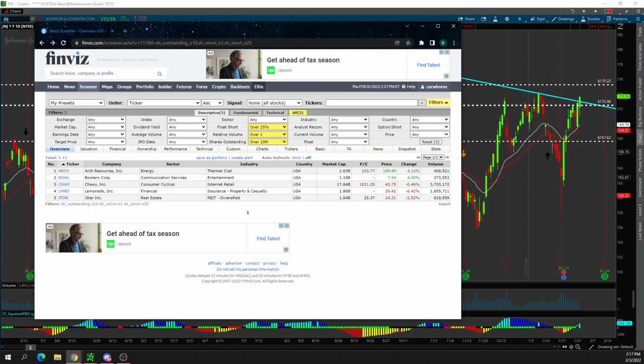But that's going to be the best FinViz settings, whether you're an options trader, a day trader, a swing trader, or if you're a penny stock trader looking for the next stock to blow up.